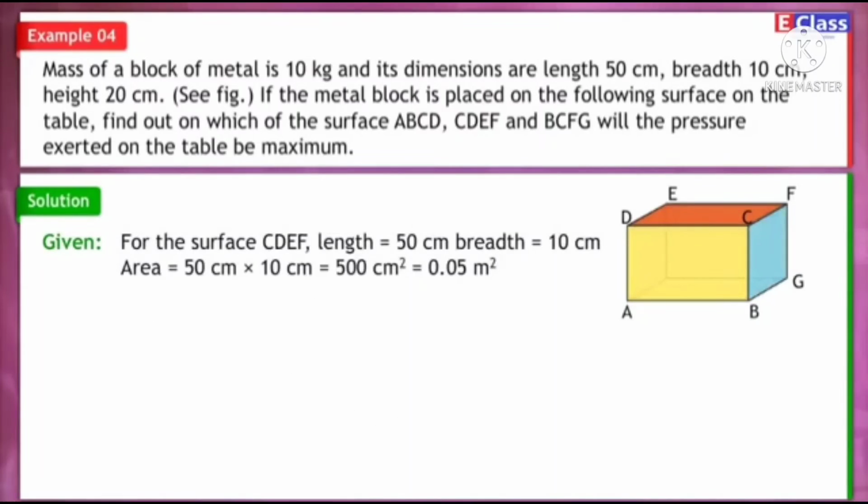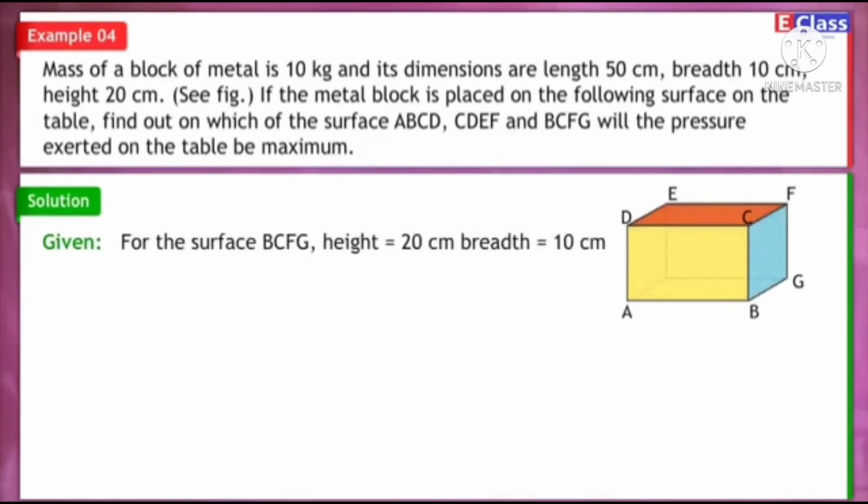So it is 980 Pascal. For CDEF surface, length is 50 cm, breadth is 10 cm. Therefore, area is 500 cm square. By converting into meter, it is 0.05 meter square. Pressure is the formula weight upon area. Put the value: 98 upon 0.05. You will find 1960 Pascal.